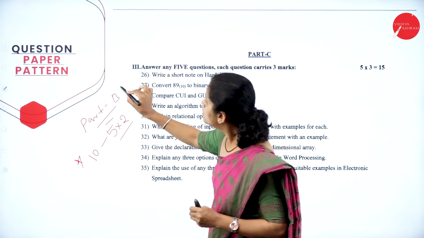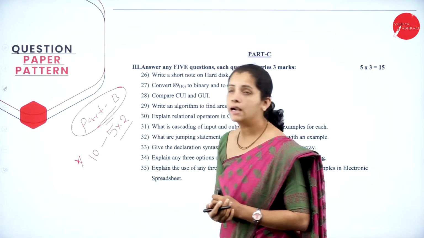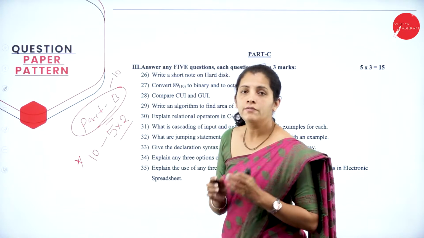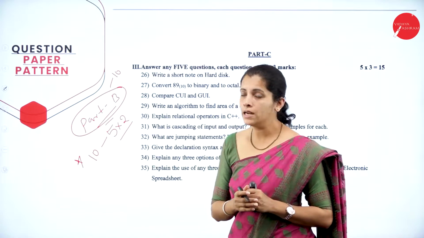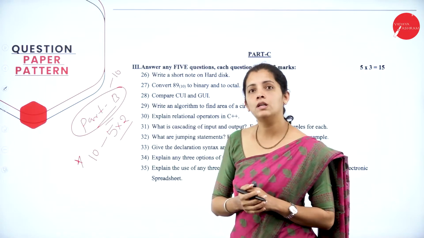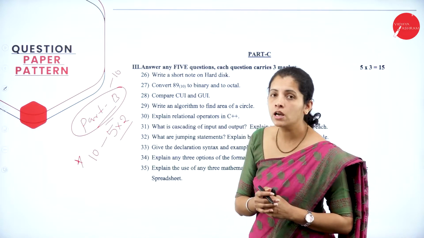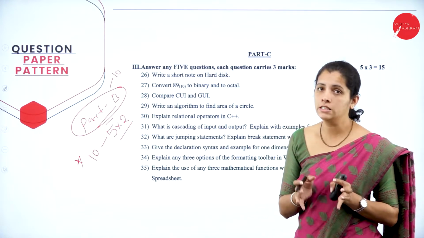So, what's the weightage of part B? That is 10 marks. If I consider part A, once again 10 marks. If I consider part B, once again it is 10 marks. But in today's session, I'm going to deal with part C.